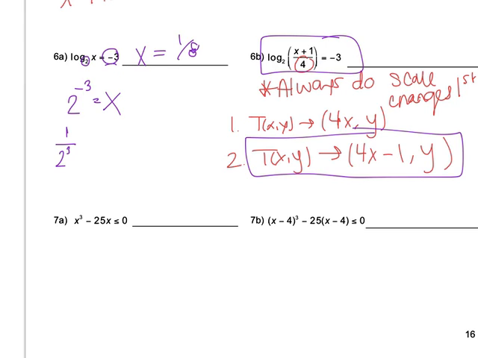So our solution right here, we need to multiply by 4 and then subtract 1. So 4 times 1/8 equals 1/2, and then we're going to subtract 1, and you get x equals -1/2.